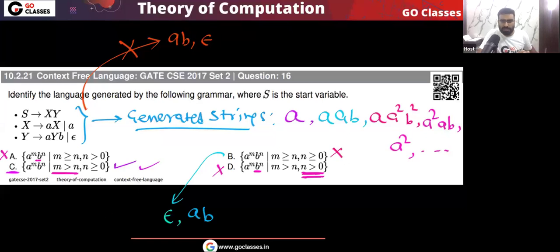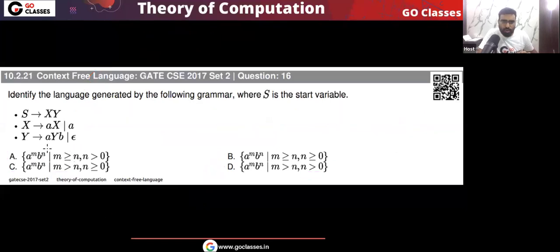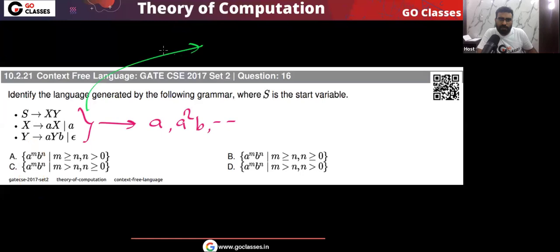You can eliminate the options, because in this question, all the options are saying A power M, B power N. And the only difference is here. So what you can do, you can take some small strings and you can eliminate the options. You can easily see that this will generate A, this will generate A square B. This type of strings will be generated. But what will it not generate from the given grammar? It will not generate empty string, it will not generate AB. This type of strings will not be generated.